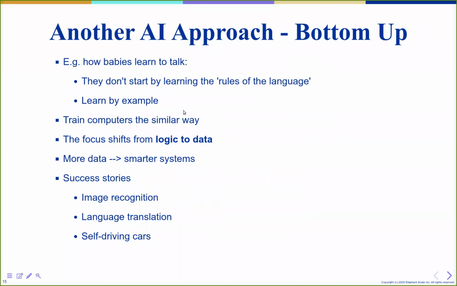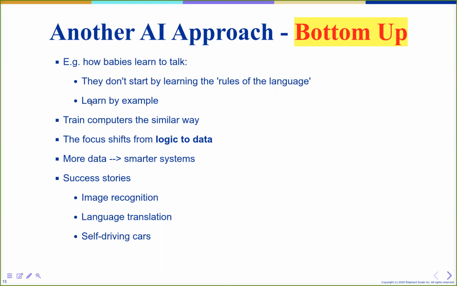Then another approach came out, at the same time we were getting more and more data. It's called bottom-up learning. Imagine how kids learn to talk. Kids don't know grammar, they don't memorize dictionaries. They basically pick up speech from parents, friends, and teachers. So they are learning by example. The thinking is, why don't we let computers do the same thing? We show the computers enough examples, maybe they will pick up some patterns.